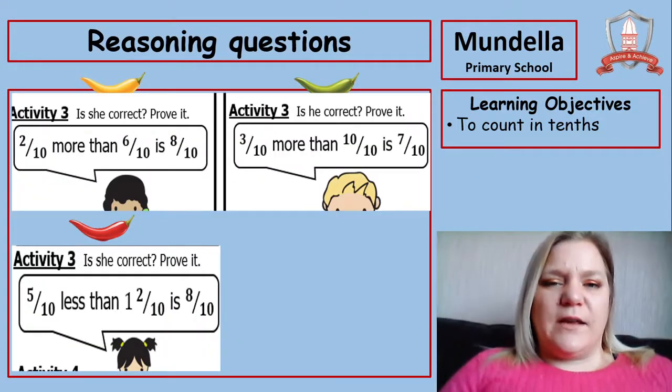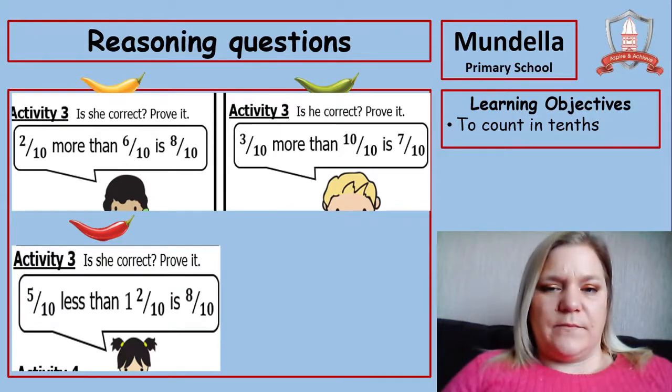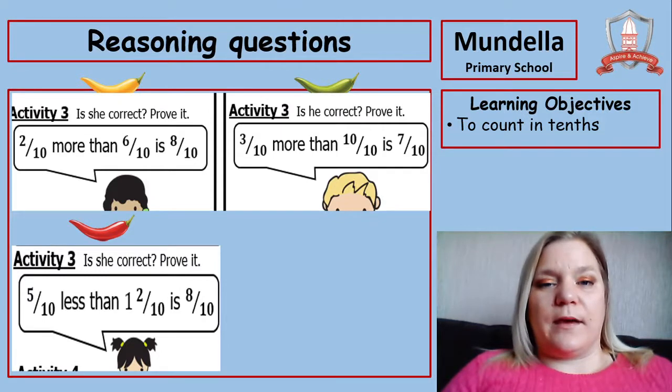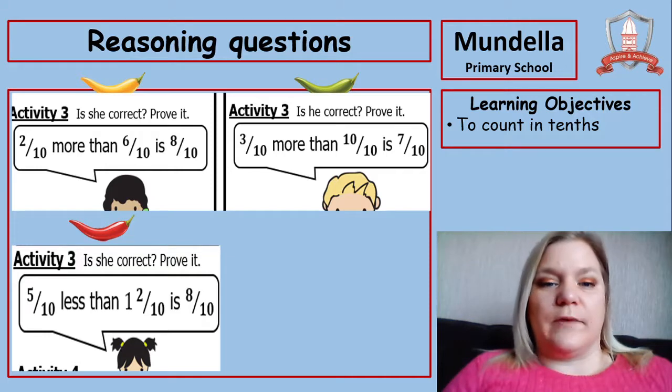Have a go at some reasoning on your own. So choose your level of challenge. You need to read the statements and say whether they are correct, whether they're right or not, and then prove it. So remember, reasoning is where we say what we think and then we say why we think that. We try and prove whether they're right or wrong. So you could prove it with a diagram or a drawing. Pause the video and have a go at reasoning now.